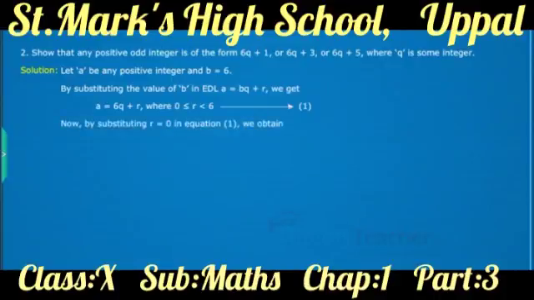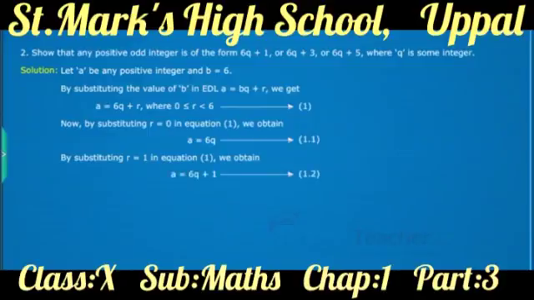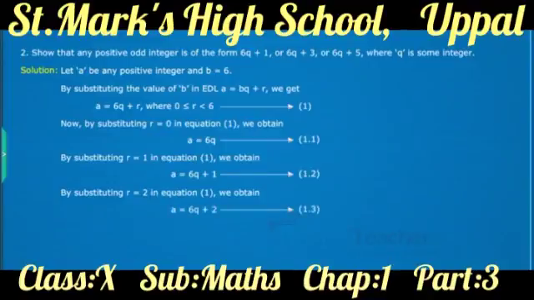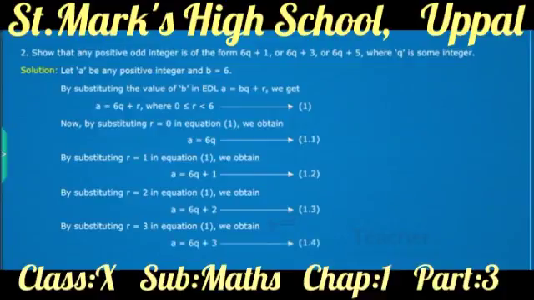Now, by substituting r equal to 0 in equation 1, we obtain a equal to 6q. By substituting r equal to 1 in equation 1, we obtain a equal to 6q plus 1. By substituting r equal to 2, we obtain a equal to 6q plus 2. By substituting r equal to 3, we obtain a equal to 6q plus 3.